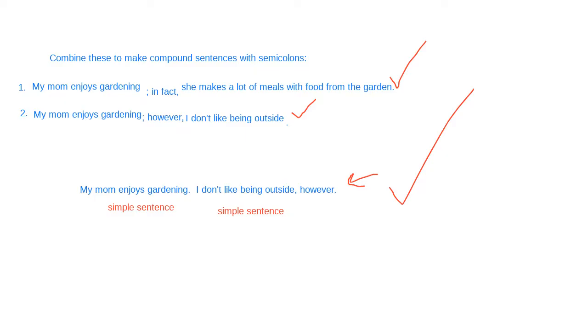Can I say, I don't like being outside, however, my mom enjoys gardening? Is it a correct sentence too or no? Yes. Let's say you're sharing information, you're comparing and contrasting you and your mom in a paragraph, and you want to talk about both of you, yes, you can do that. I don't like being outside. However, my mom enjoys gardening. Yes, we could switch those around.